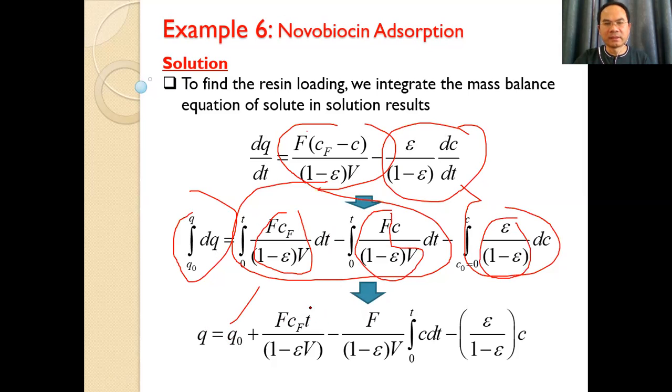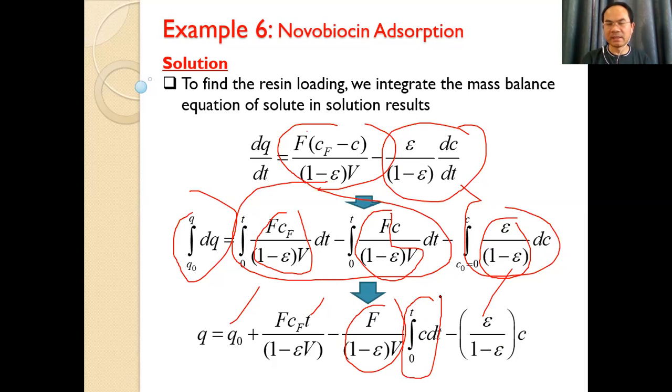Integrate dt, you get t, from 0 to t. The second term, F divided by 1 minus epsilon V, is constant, and you integrate c dt from 0 to t. C is not constant, it is a function of time. The last term, epsilon divided by 1 minus epsilon, is constant. Integrate dc, you get C, from 0 to C. It's only one term that is in integration.